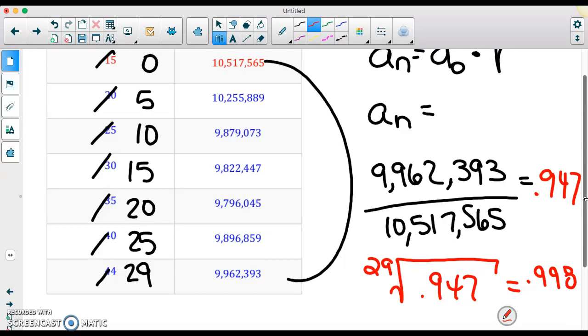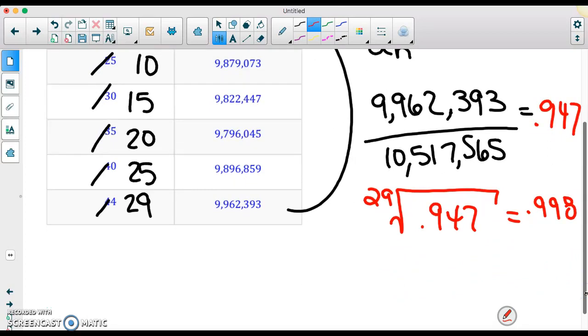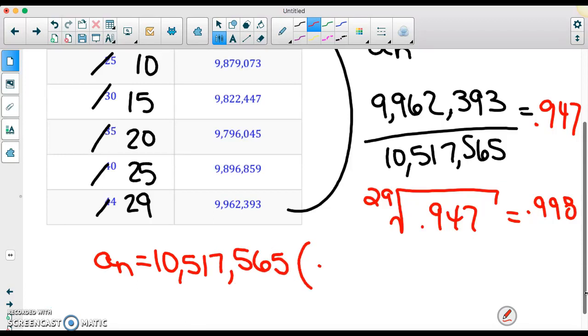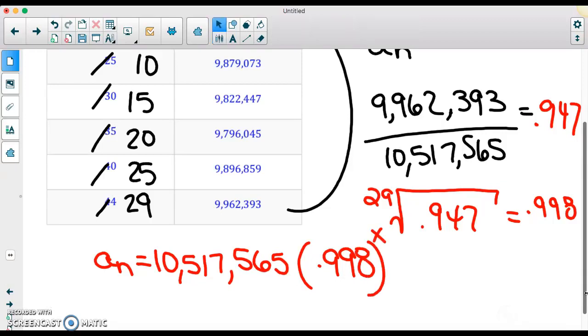So it's definitely exponential decrease, but it's not a lot of decrease, right? So my equation would look like a sub n equals my 0th term, which is this big number, times my ratio to the x. And that would be my geometric equation. So whatever your last term is divided by the first term you have, and then you root with however many spaces are between them. And that would be your equation.